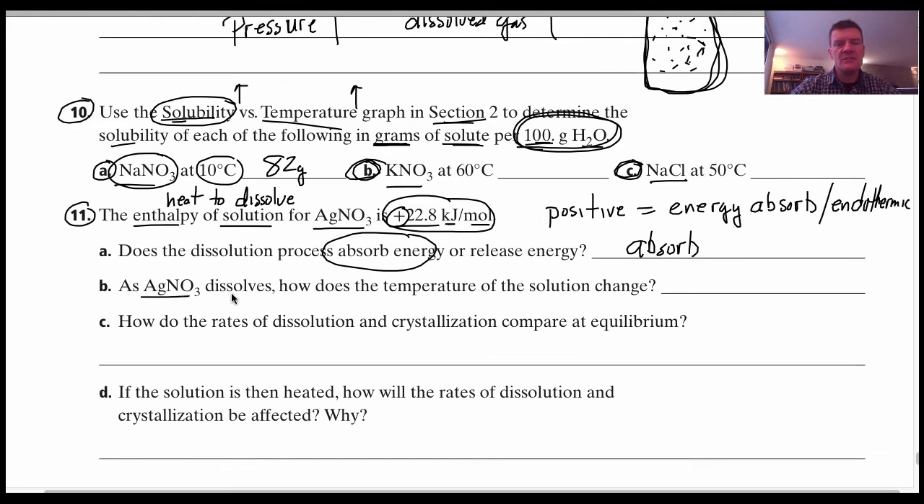As silver nitrate dissolves, how does the temperature of the solution change? Well, if it is pulling energy in, then it's going to feel cold. If you were to touch that container, it's pulling energy from your fingertips, wherever it can get it, from the atmosphere, the glass container, your hand if you're holding it. It's going to start pulling energy from that in order to help the dissolving process. So it's going to feel cold. So the temperature is going to go down.